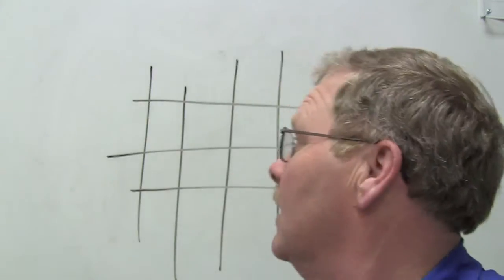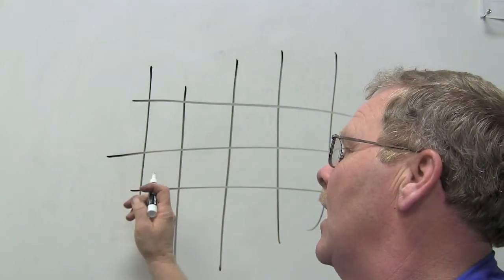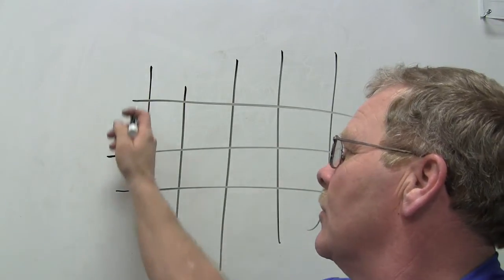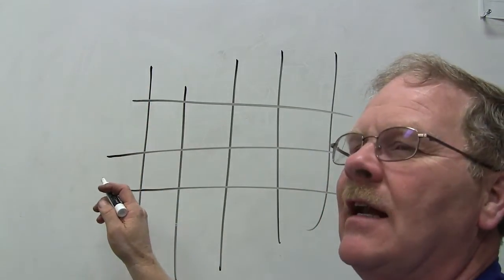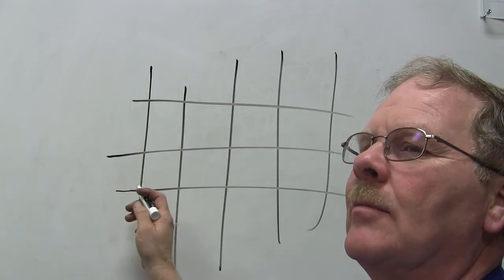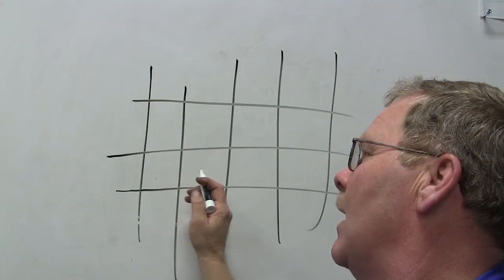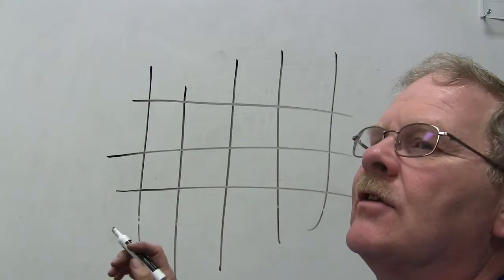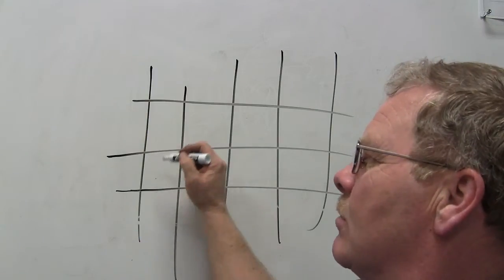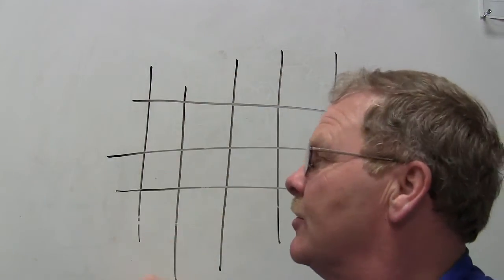A graticule. Now, when you have voltage over time, the time is here, and the voltage is here. If the time is set at 0.5 seconds, or 500 milliseconds, that means each one of these blocks is 500 milliseconds. If your voltage is set at 2 volts, that means each one of these blocks is 2 volts. When you put it on 2 volts, that doesn't mean the whole scale is 2 volts. It means each block is 2 volts.